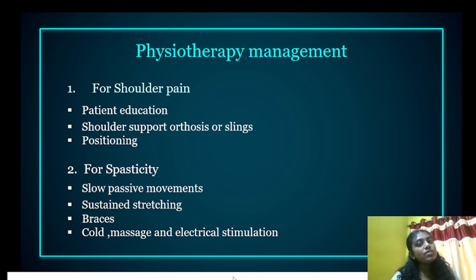Now we move on to the physiotherapy management. In physiotherapy management, every patient has their own management. This is just the general one. So first, we have taken shoulder pain.